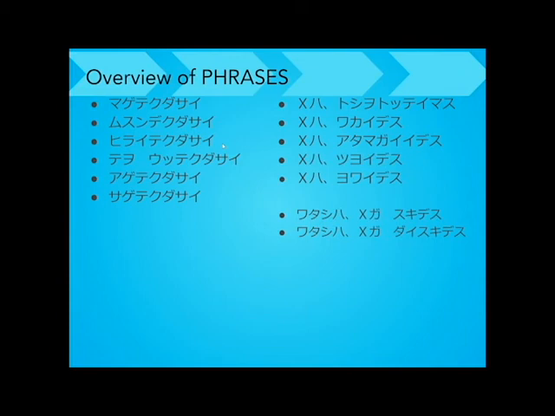Toshi wo totte imasu. Older. Wakai desu. Young. Atama ga ii desu. Smart. Tsuyoi desu. Strong. Yowai desu. Weak. And then we had watashi wa someone ga suki desu. Watashi wa someone ga daisuki desu. I like someone. I love someone.